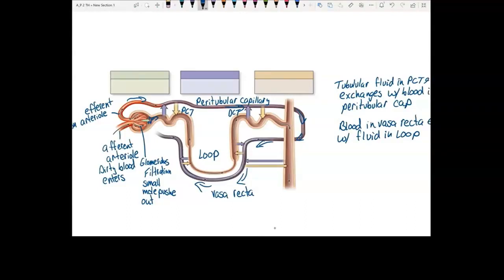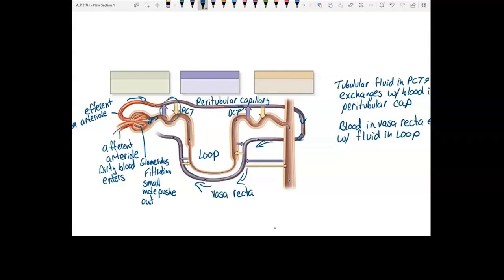You have dirty blood coming in right here through the afferent arteriole. It goes into the glomerulus. Then you sort that dirty blood into two piles. The small molecules come out and become filtrate. The large molecules stay in the blood and go into the efferent arteriole. The filtrate enters the proximal convoluted tubule, and now we call it tubular fluid. The blood flows into the peritubular capillary.